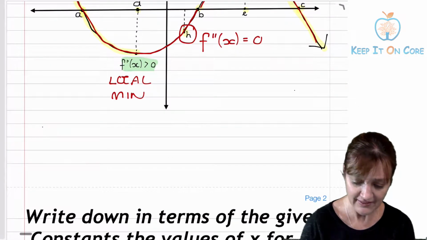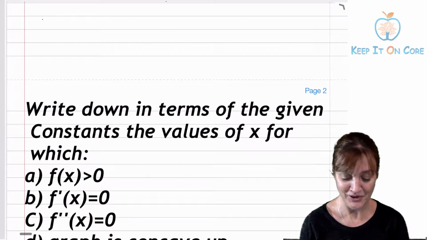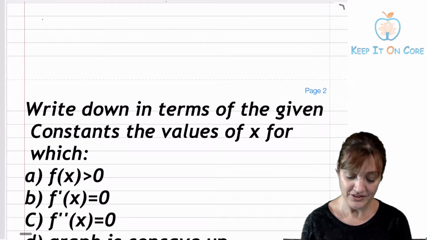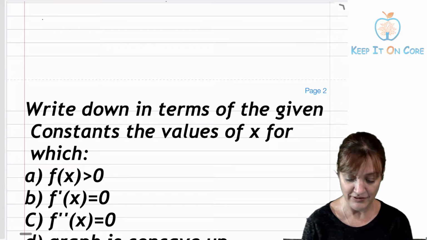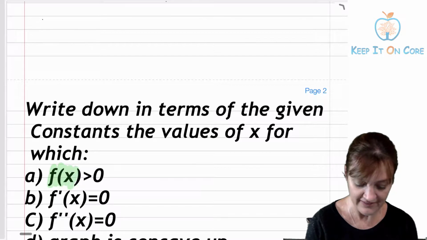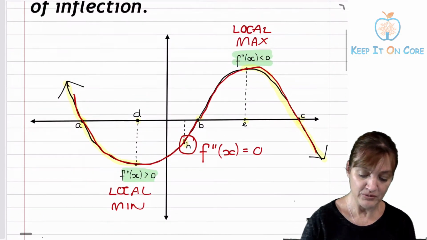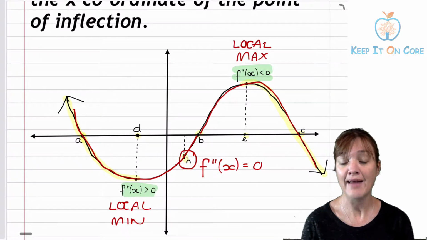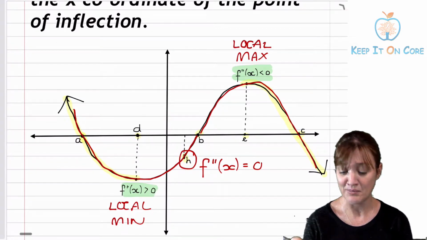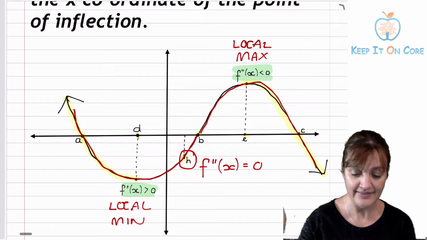So this question is quite nice because it really tests our understanding of the shape of the graph. It says write down in terms of the given constants the values of x for which... Okay, so the first one I'm interested to know is which values of x give f of x greater than naught. So for which values of x are my y values, because that's what f of x means, remember, for which values of x are my y values greater than 0?